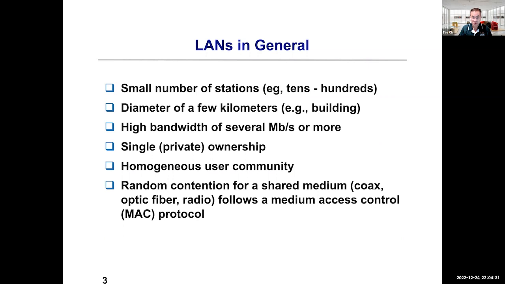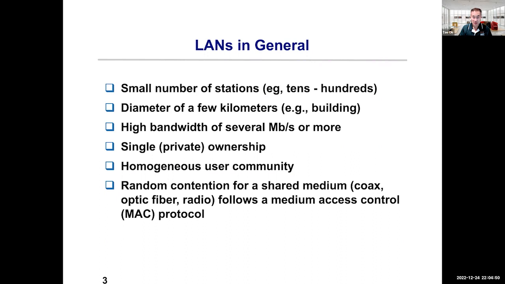And local area network is a private ownership, probably in your case is owned by your university. And it's a homogeneous user community. Everybody uses the same protocol, and the local area network is being used by everyone there.